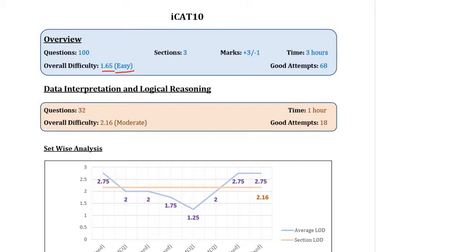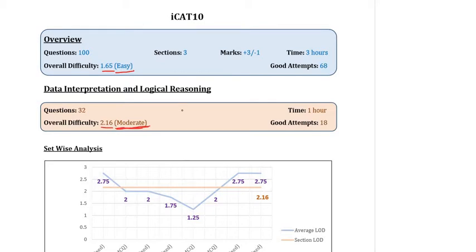We saw that the verbal section was among the easiest of all the mocks released so far, with a difficulty level of hardly 1.2. In this part of the analysis, we'll have a look at the toughest section of CAT as well as of this mock, that is DILR. So here, as we can see, DILR had an average difficulty level of 2.16 and hence was classified as a moderate, or you can say marginally moderate to tough section.